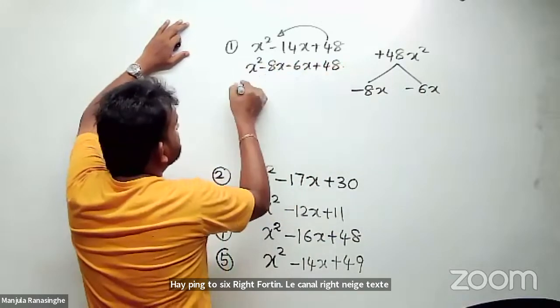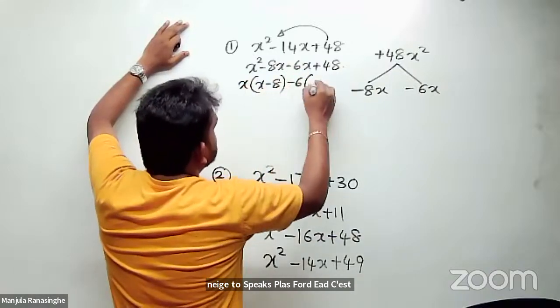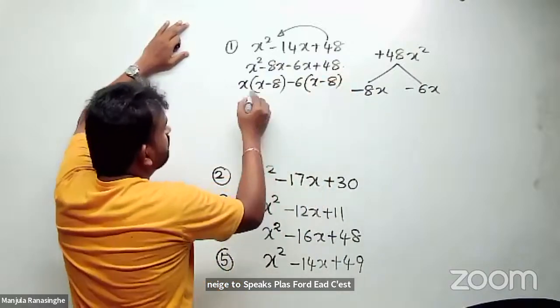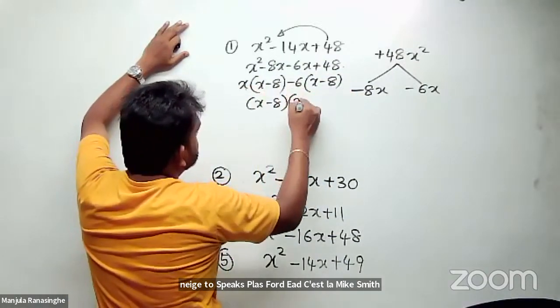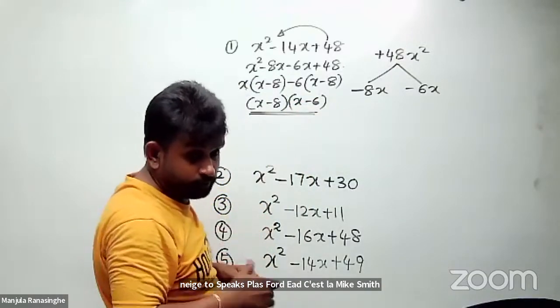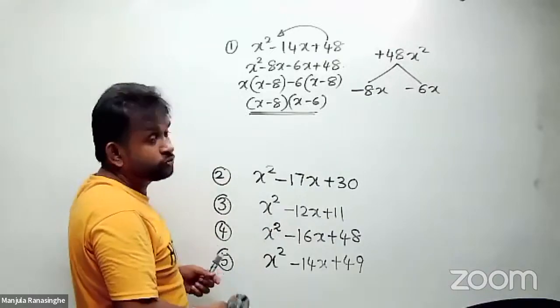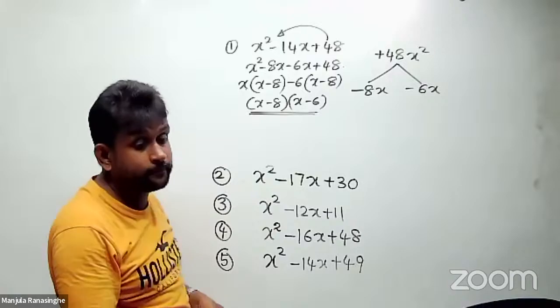Right? 2 by 2, take the common: x taken out, x minus 8. Negative 6 taken out, x minus 8. Now x minus 8 is common, and here x minus 6 is there. Right. Hands up those who got the answer. x minus 8, x minus 6.